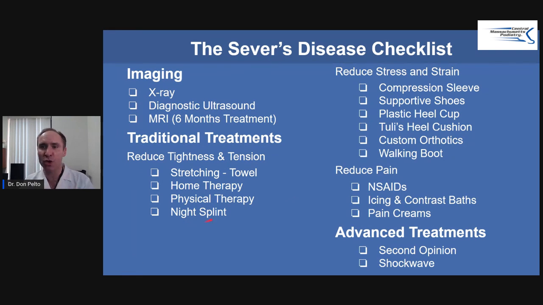That's something that holds your foot up. You can try a compression sleeve like I talked about, a supportive shoe, a heel cup, that heel cushion we talked about, an orthotic. And if it's really bad, you can do one of those walking boots. Anti-inflammatories, icing, pain creams. Once again, only if nothing's getting better, a shockwave and a second opinion.